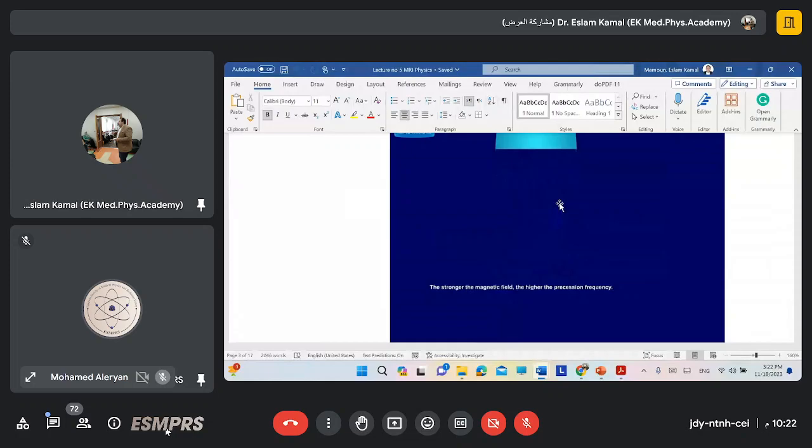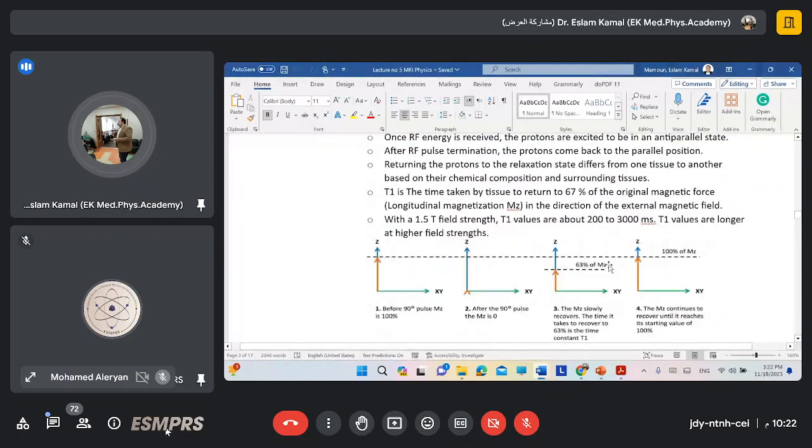So now we know the precession frequency of the protons. As I informed you before, if you have a 1 Tesla machine, the protons will precess with a frequency of 42 million hertz. So if you know exactly the precession frequency of the proton, you can transfer energy to these protons. How can I do that?